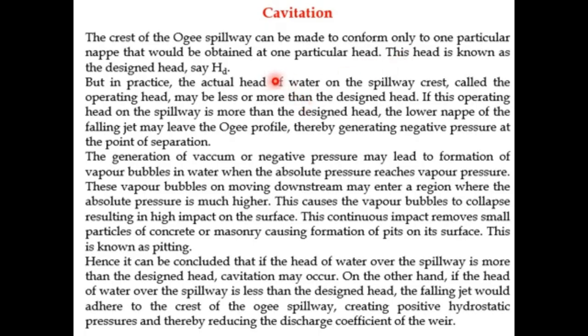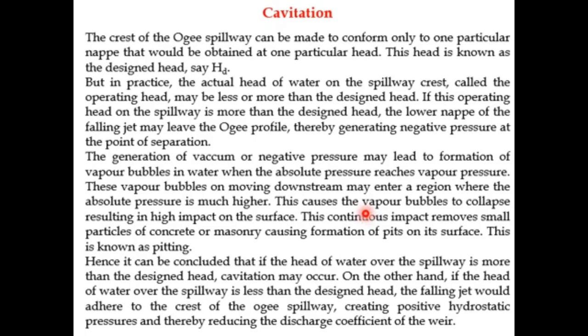In practice, the actual head of water on the spillway, called the operating head, may be less or more than the design head. If the operating head on the spillway is more than the design head, then the lower nappe of the falling jet may leave the ogee profile, thereby generating negative pressures. The generation of vacuum or negative pressures may lead to the formation of vapor bubbles when the absolute pressure reaches the vapor pressure. These vapor bubbles are carried to the high pressure region where they burst or collapse, resulting in a high impact on the surface.